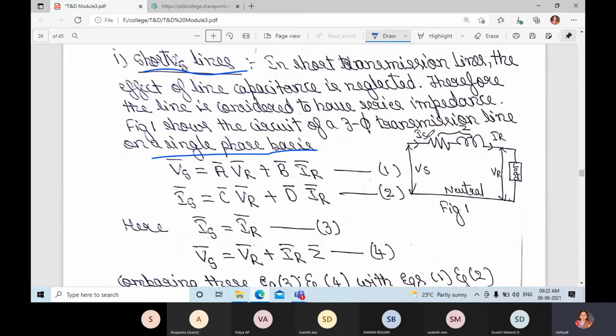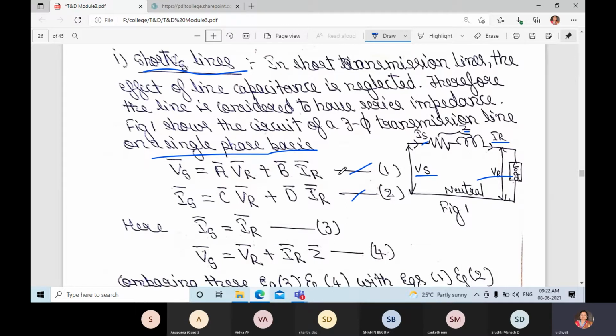You can observe this is a phase and this is neutral. Vs, that is sending end voltage, receiving end voltage, Is and Ir, receiving end current, and resistance and inductance, that is equal to impedance. Here, these two equations you need to remember when you read the topic of ABCD constants of transmission line.